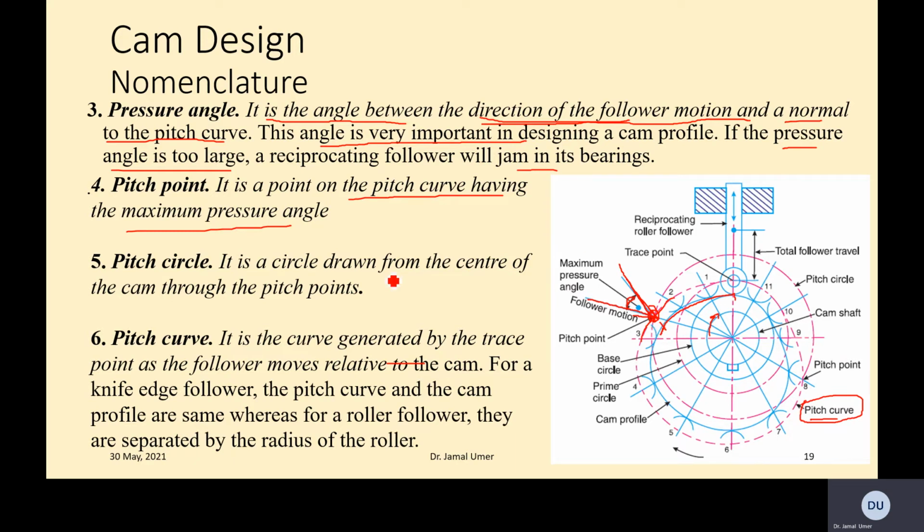Then we have the pitch circle. It is a circle drawn from the center of the cam through the pitch point. So you draw another circle from the pitch point, from here to here. This is called the pitch circle. This is shown here, one complete circle. Then the pitch curve has already been explained. It's the curve generated by the trace point as the follower moves relative to the cam. For a knife edge follower, the pitch curve and the cam profile are the same, which has already been explained in the last slide.